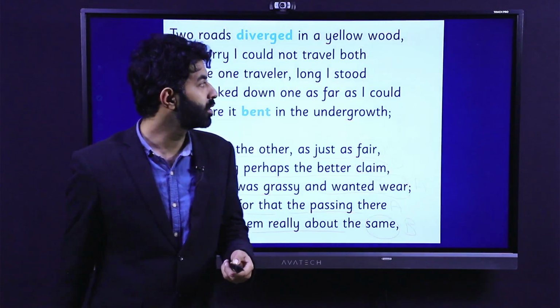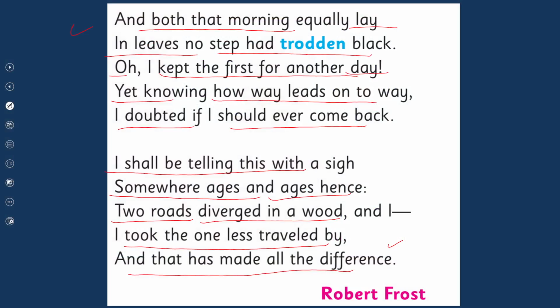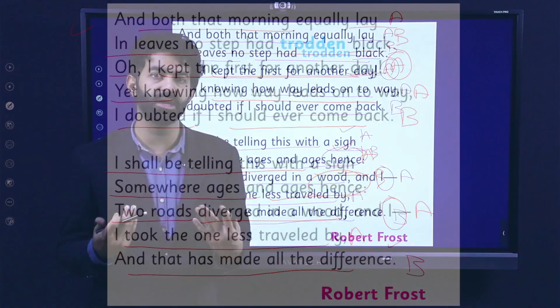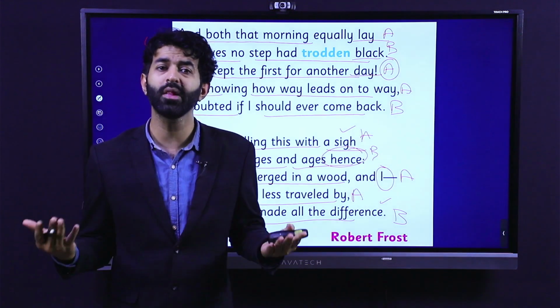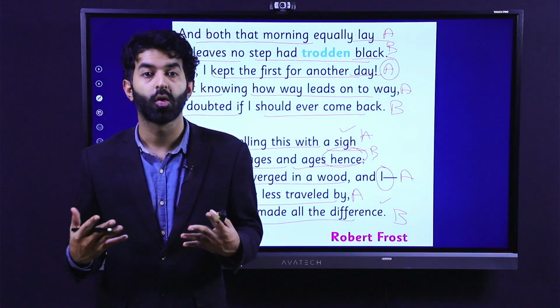Now let's talk about the third stanza: lay, day, black and way and back. A, B. Sigh, I, A, hence and difference, B, and then by, I, by, sigh. They are rhyming. So you can see that the whole scheme, the rhyme pattern, is followed in all these four stanzas equally. So this is how the poet has structured the whole poem.